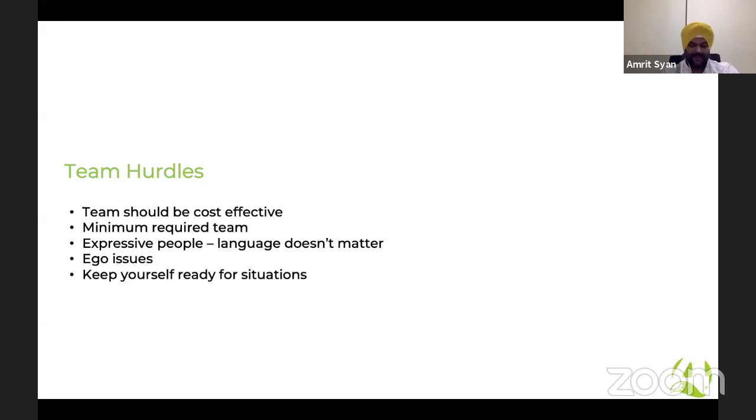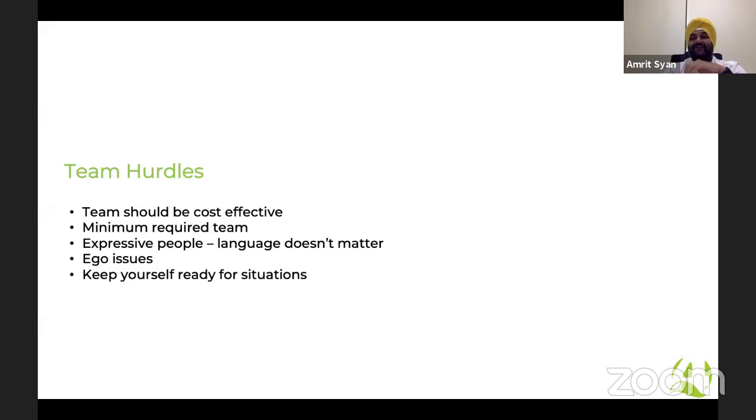Ego issues. There are some more team hurdles. The biggest thing is ego issues. What is ego issues in team? सर ये मेरा काम नहीं है, वो मेरे से जूनियर है, ये मेरा काम नहीं है, मैं ये नहीं करूँगा. This ego issue is one of the biggest hurdles in a startup.